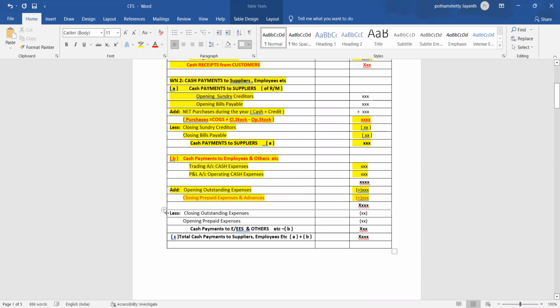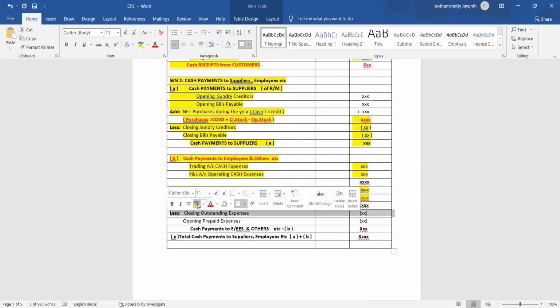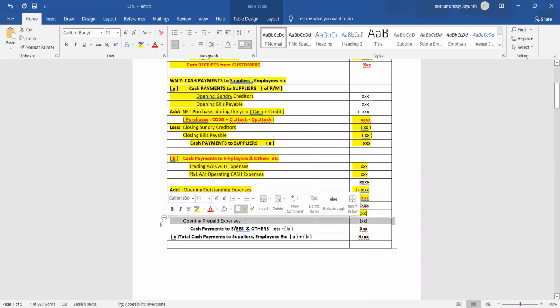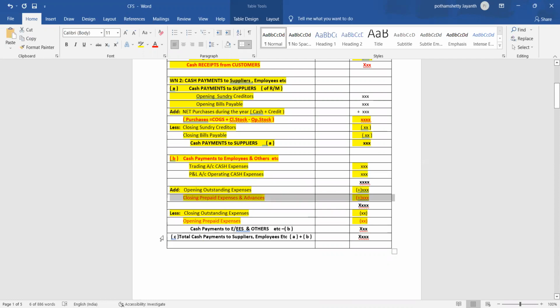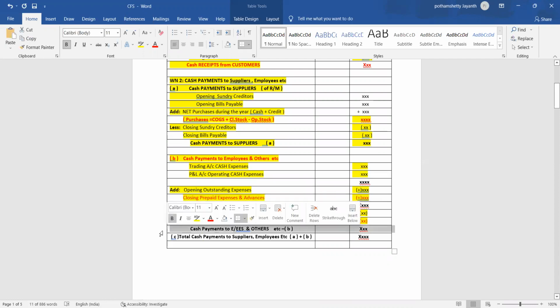Then you need to deduct closing outstanding, this year's outstanding expenses, and opening prepaid, last year prepaid, what I'm saying. Last year prepaid you deduct, current year outstanding you deduct. Opening outstanding, current year prepaid you add, you will get cash payment to employees and expenses and others. Whatever amount is there after adjusting those things, that is cash payment to employees, expenses and others.